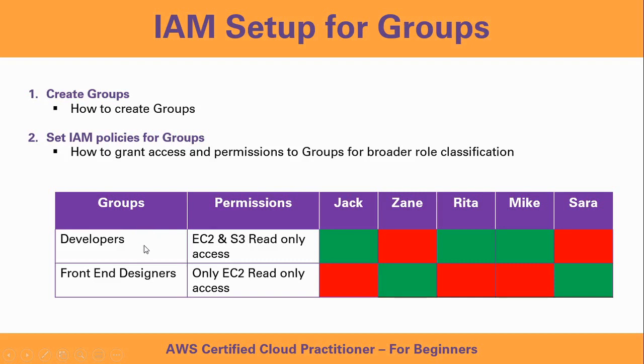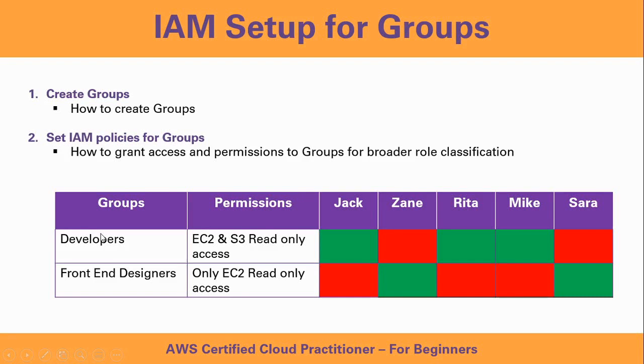So in this imaginary project, Jack, Rita, and Mike are grouped under developers, and they're supposed to get EC2 and S3 read-only permissions. Whereas Zane and Sarah are classified as front-end designers, and the permissions that they are supposed to have is only EC2 read-only access. Okay, so based upon this construct, we will create a new set of groups. We already have developers. We will create a new group called front-end designers, and we will assign these permissions to these groups, and then we will attach these users to these specific groups.